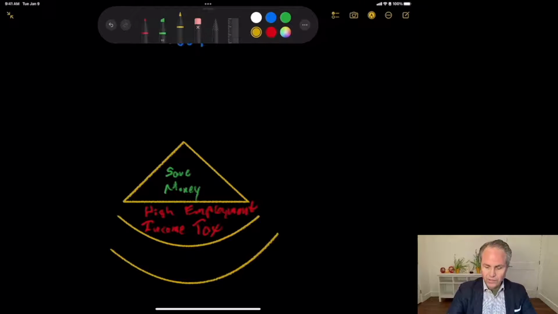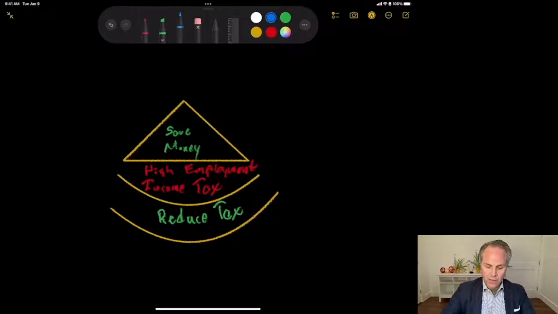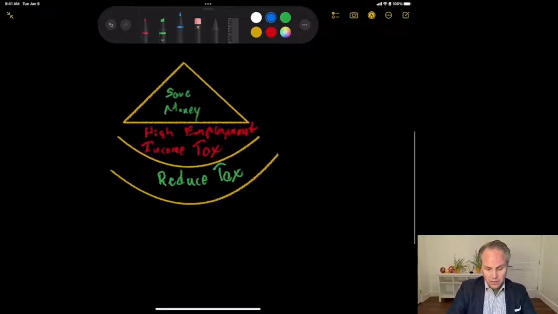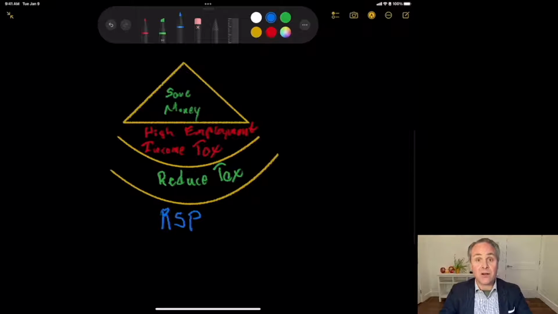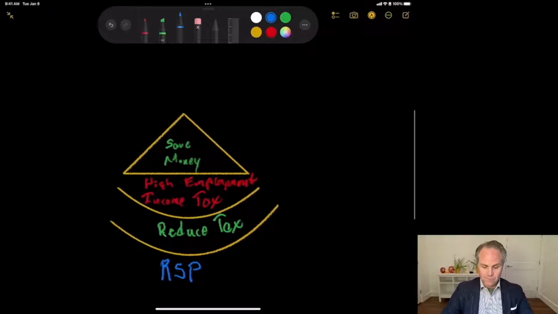So what do I want to do? What's my solution to that? I want to reduce my employment tax, right? And then how am I going to do that? Well, one easy way to do so would be to get an RSP. So that's the structure that we're looking at here.